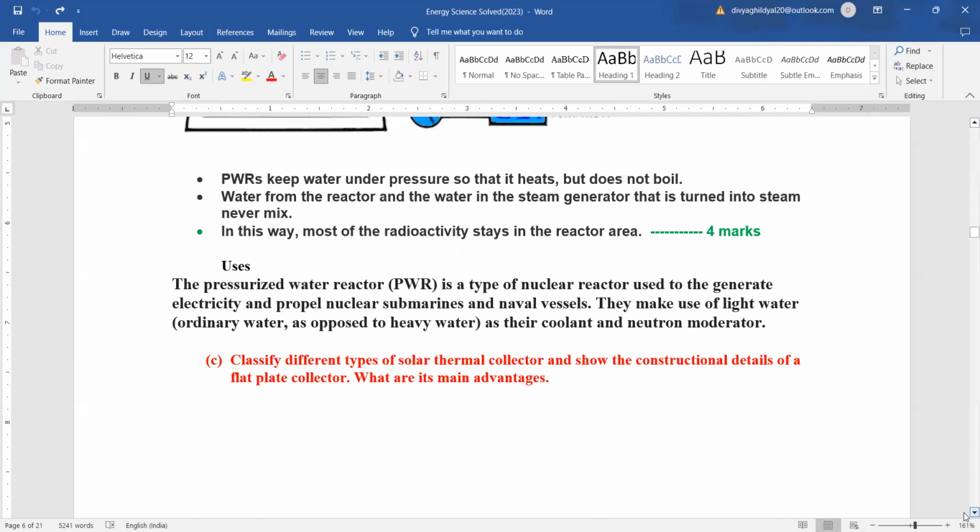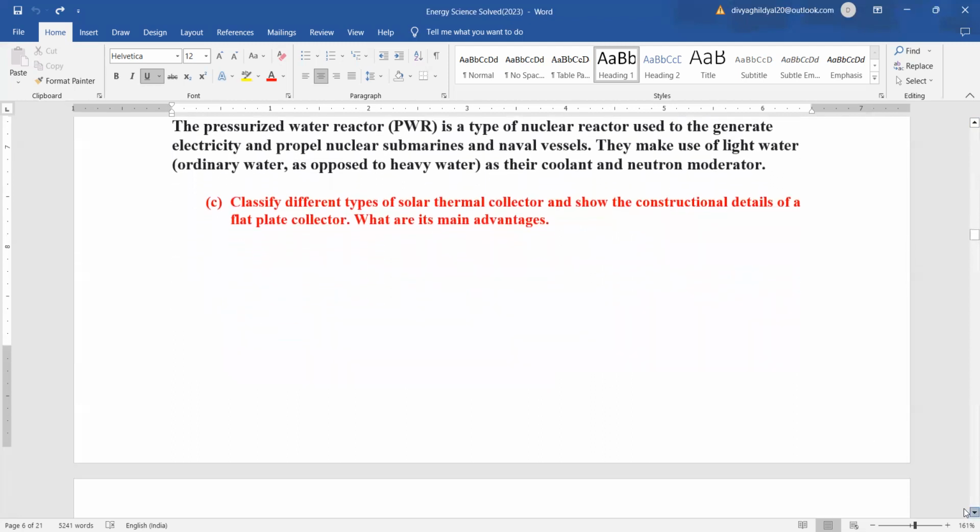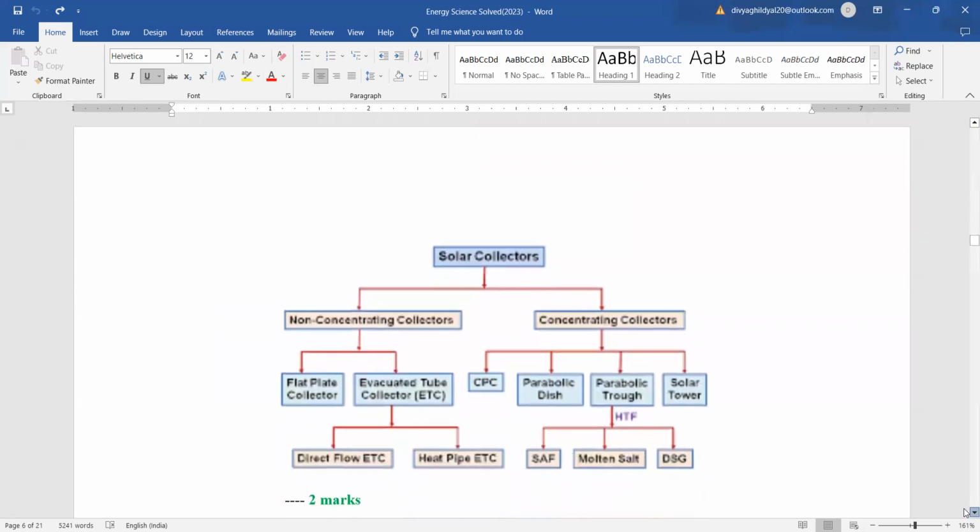Classify different types of solar thermal collector and show the constructional details of a flat plate collector. What are the main advantages? So again, your 10 marks get divided, where you will explain different types of solar thermal collector, maybe 4 marks, another 4 marks you can get for the constructional details of a flat plate collector, and 2 marks for the advantages. This is how you will fetch 10 marks, because this is a theoretical paper.